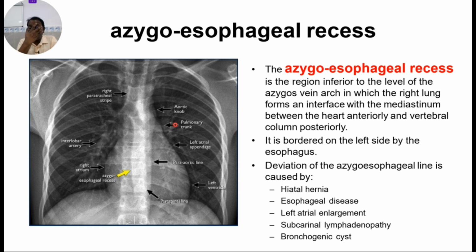See, nowadays we are seeing a lot of the GERDs, hiatus hernias. So if the patient's history is more of the GERD, and if you take an X-ray, you have to concentrate on the azygoesophageal recess. Because deviation of this line is caused by hiatus hernias. Where is that line? So this is this azygoesophageal recess.